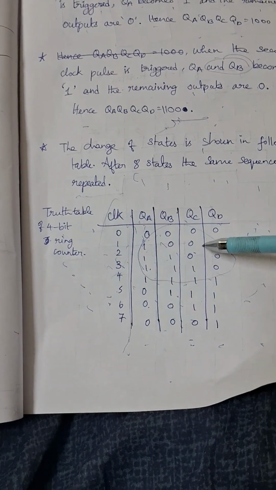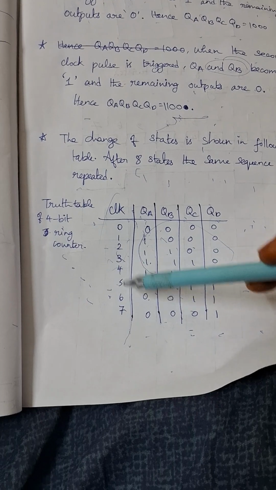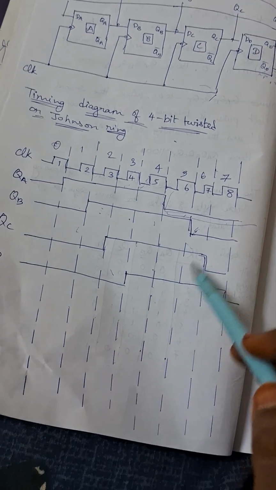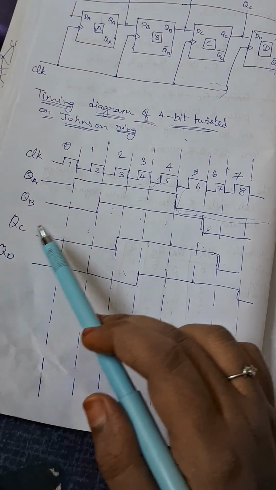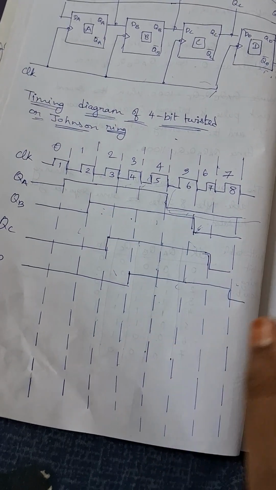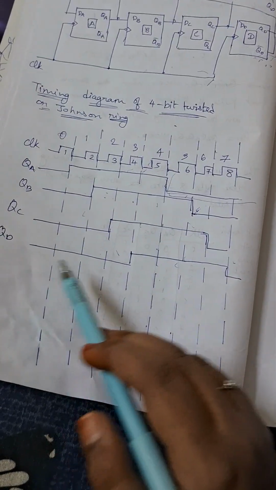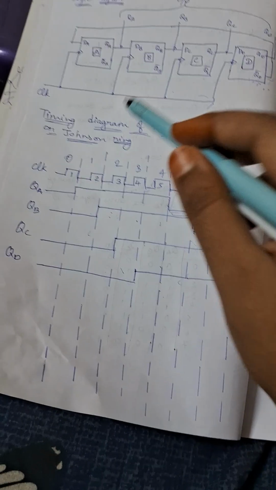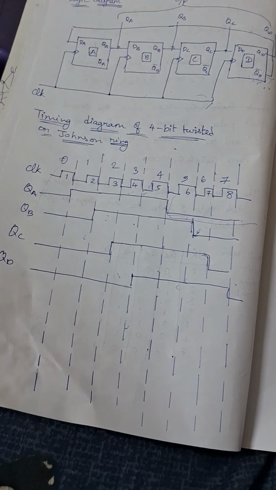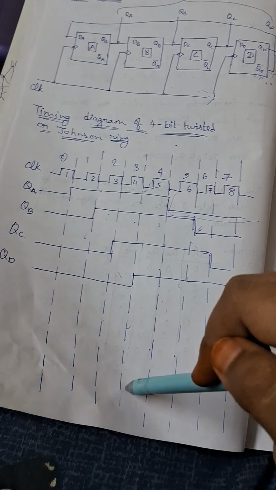QC becomes high state from 3 to 6. So we are drawing from 3 to 6. All the other states are low state, from 3 to 6 only high state. Same goes to QD. Okay. So this is the timing diagram of the 4-bit twisted or Johnson ring counter.